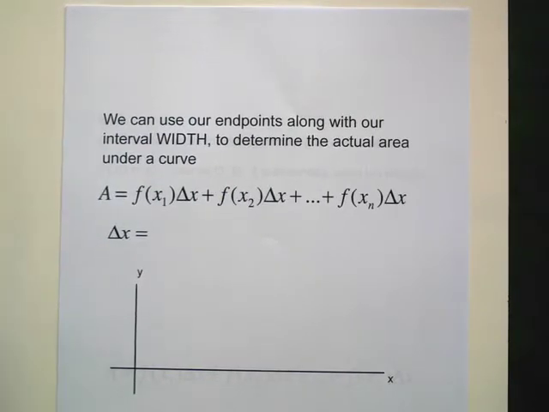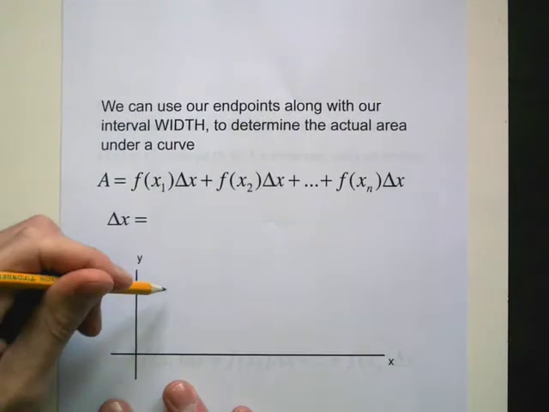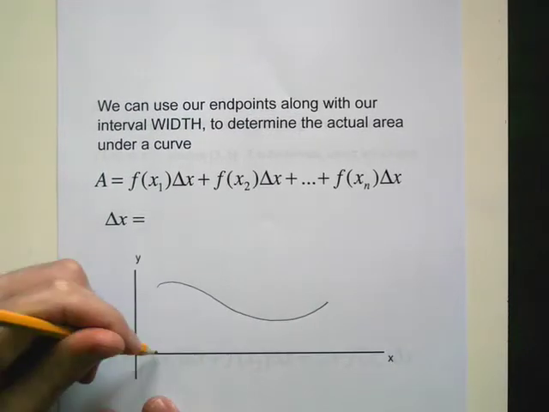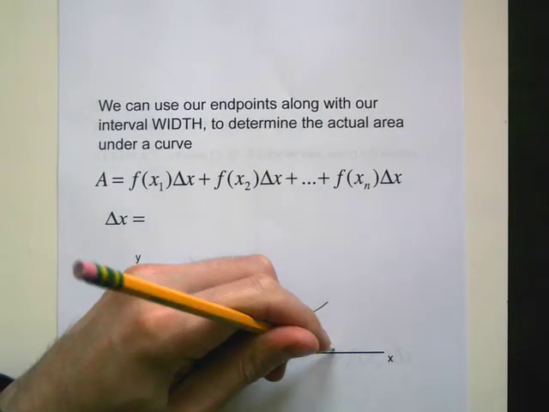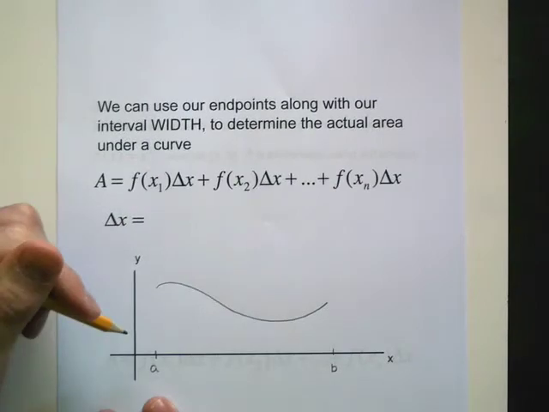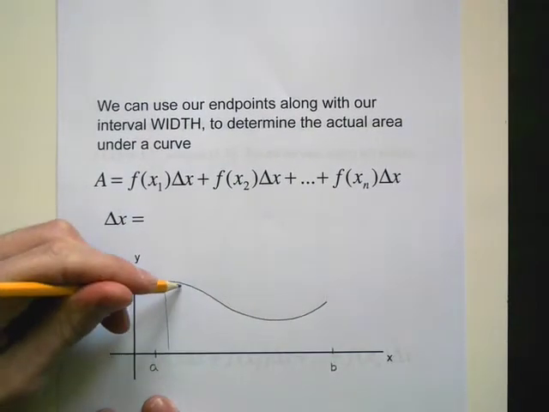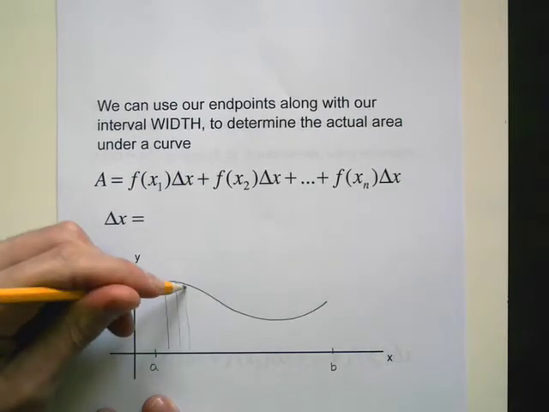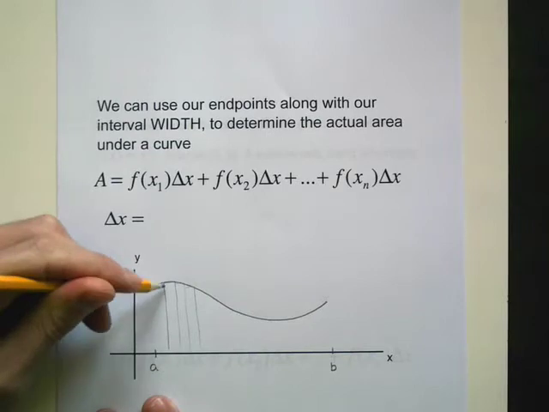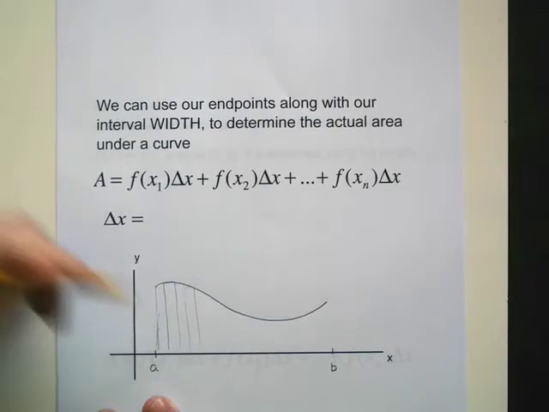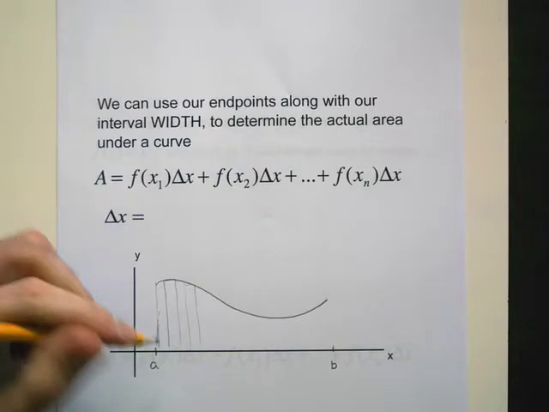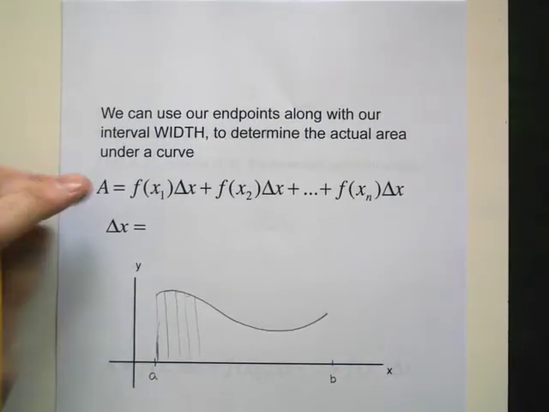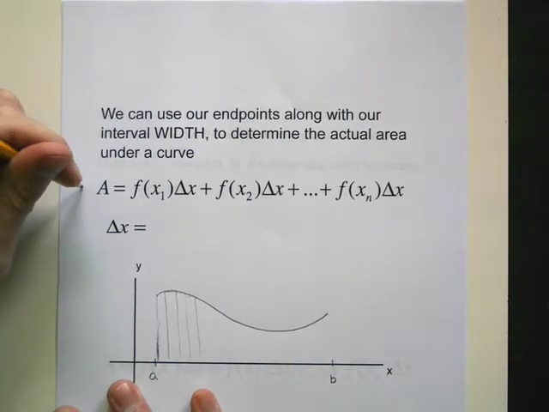Okay, so next slide, we can use our endpoints along with interval width to determine the actual area under a curve. Let me just draw a quick visual for you here. Let's say you have a curve, and yesterday we talked about the interval from A to B. Let's say we want to find the area under that, we can draw a whole bunch of rectangles, whether they're right-sided rectangles or left-sided rectangles, however it might look here. And we can add all those areas together and we can get an approximate area under the curve.